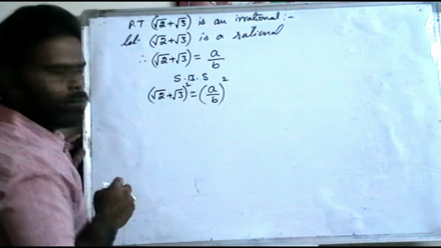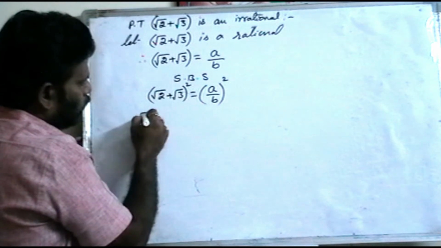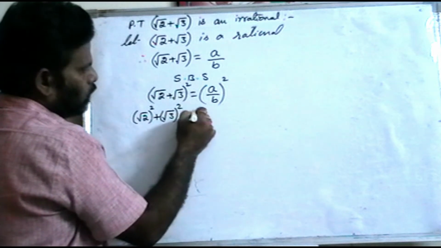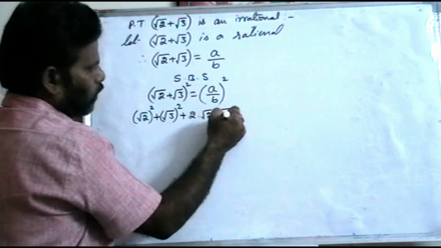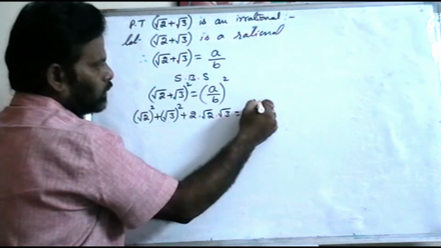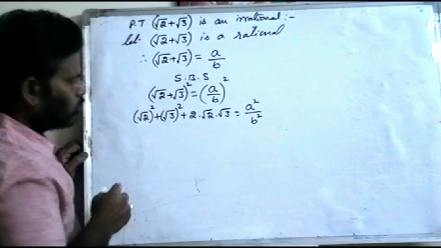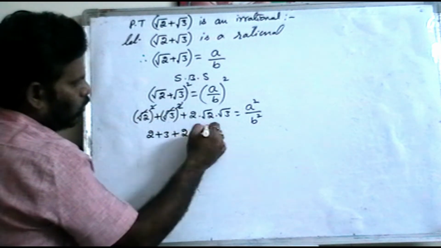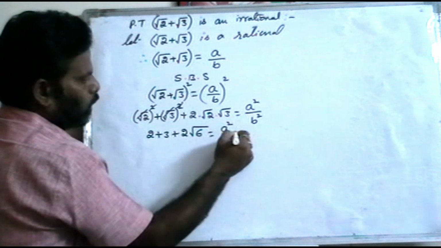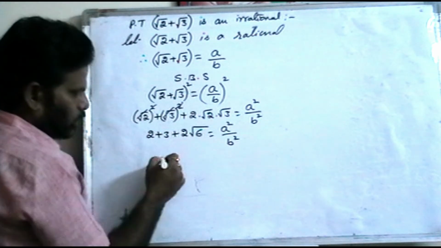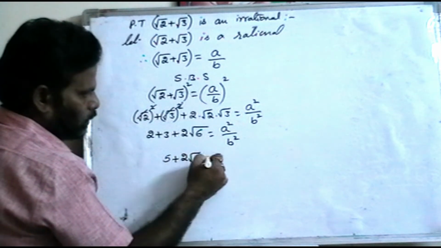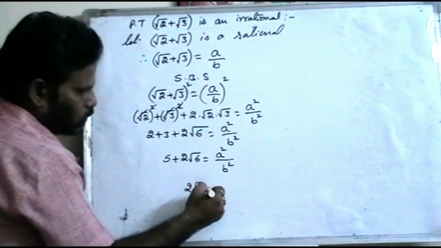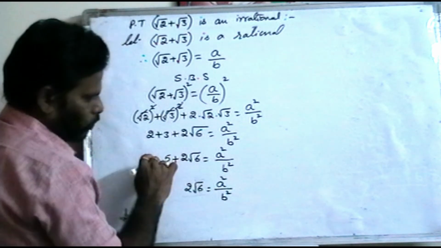Squaring on both sides. Now (a plus b) whole square is a square plus b square plus 2ab, equal to A by B whole square, means A square by B square. Square roots get cancelled. 2 plus 3 plus 2 into root 2 times 3, that is root 6, equal to A square by B square. 2 plus 3 is 5, so 5 plus 2 root 6 is equal to A square by B square. Therefore 2 root 6 is equal to A square by B square minus 5.